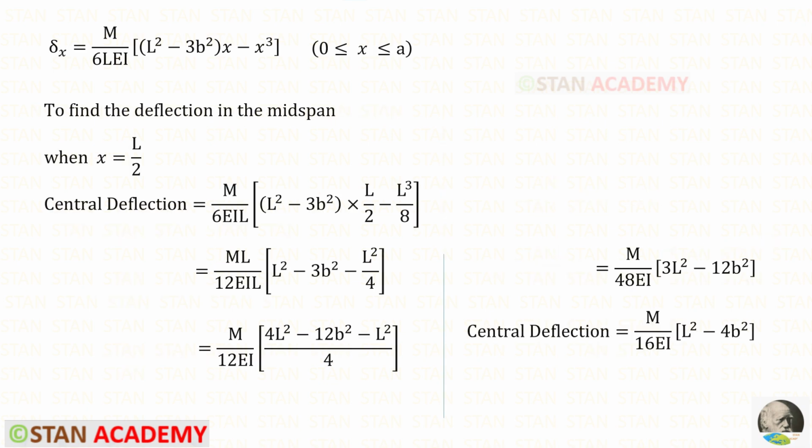Let us see how to find the deflection in the midspan. Instead of x, we have to apply L upon 2. From these two, we can take L upon 2 outside. 2 into 6, it will be 12. We can eliminate L. These 3 terms, we can take LCM. From these 2 terms, we can take 3 outside. We can eliminate 3 and here it will be 16. This is the expression to find the central deflection.